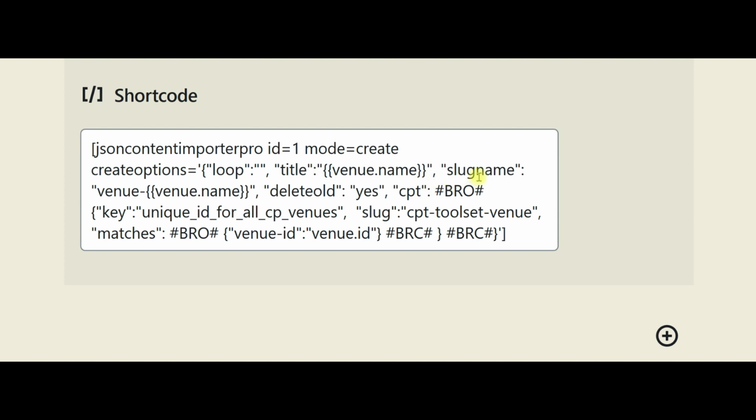There with several fields. There are placeholders like hash BRO hash. BRO stands for bracket open and bracket close, because the square brackets are already in use by the shortcode, so you can't use them in this JSON notation as real square brackets. You have to use a placeholder. So in this create options, we have several fields.